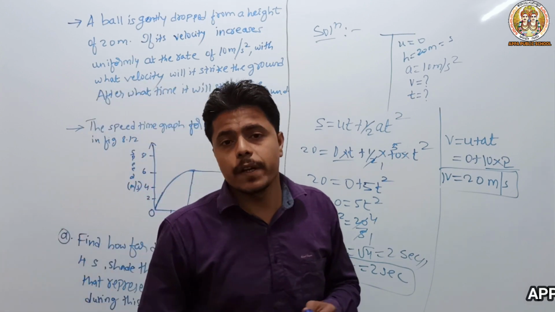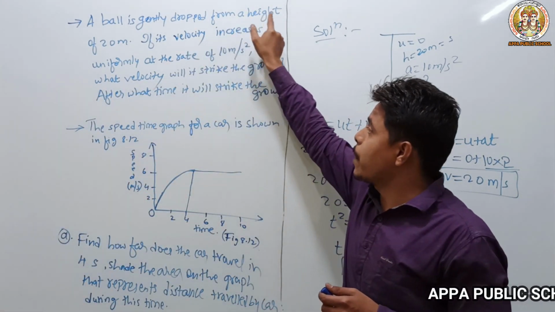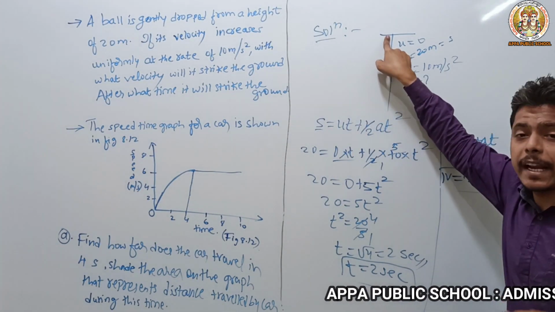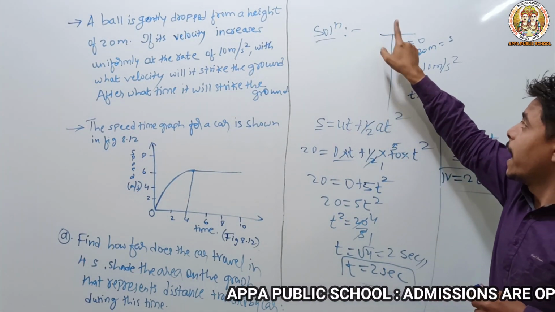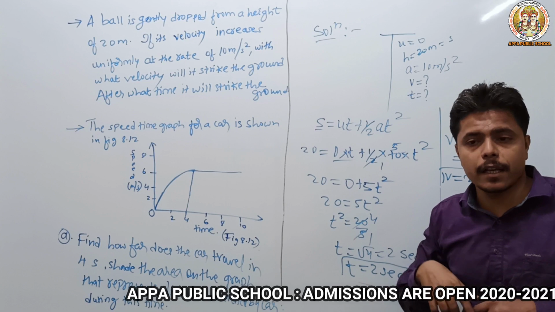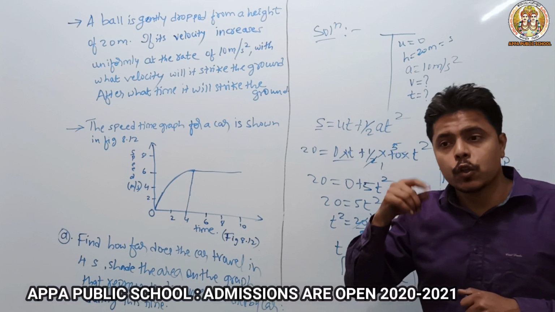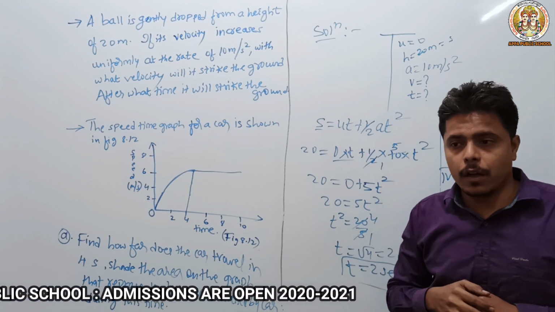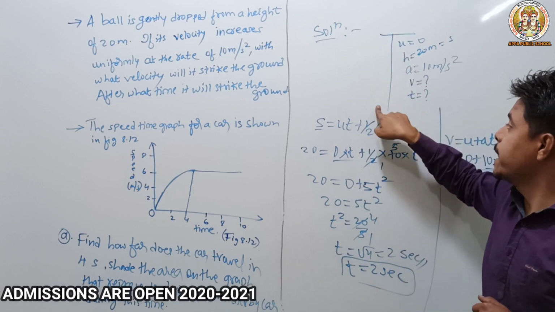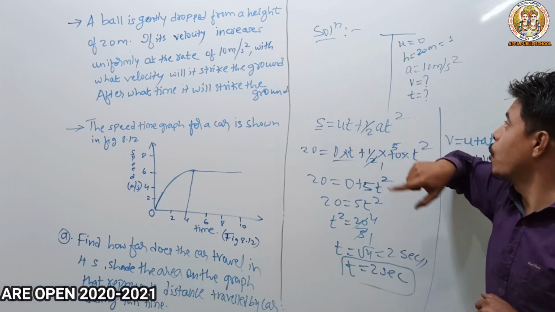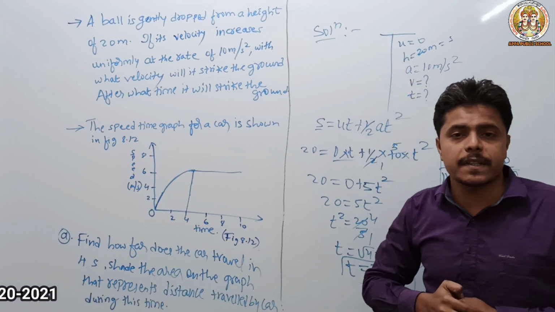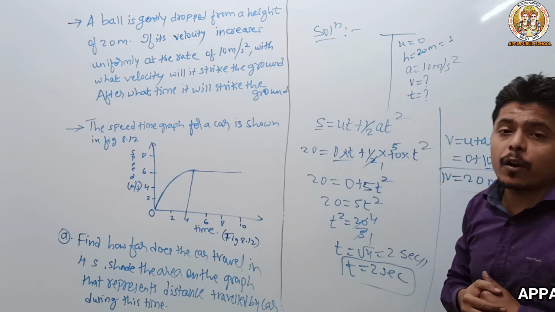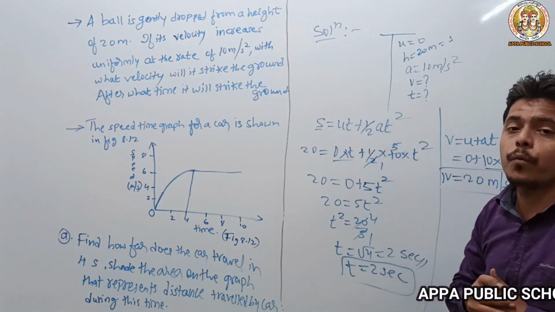So it was a very simple question. A ball is gently dropped from a height of 20 meter, and the initial velocity is 0, because when a ball is thrown from a height, its initial velocity will be 0. So height is 20 meter, u is 0, acceleration is 10 meter per second square. We found v and time.